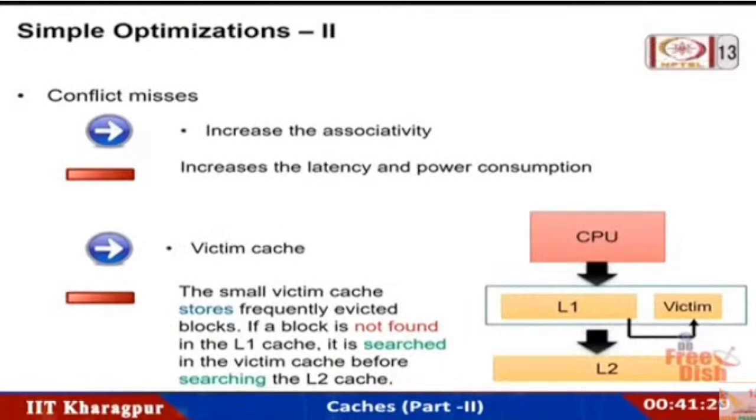Conflict misses, well, the simple idea is to increase the associativity, but again increasing the associativity has issues with latency and power consumption. So here also prefetching helps, right? It is definitely beneficial. Another approach to reduce conflict misses is to use a victim cache.